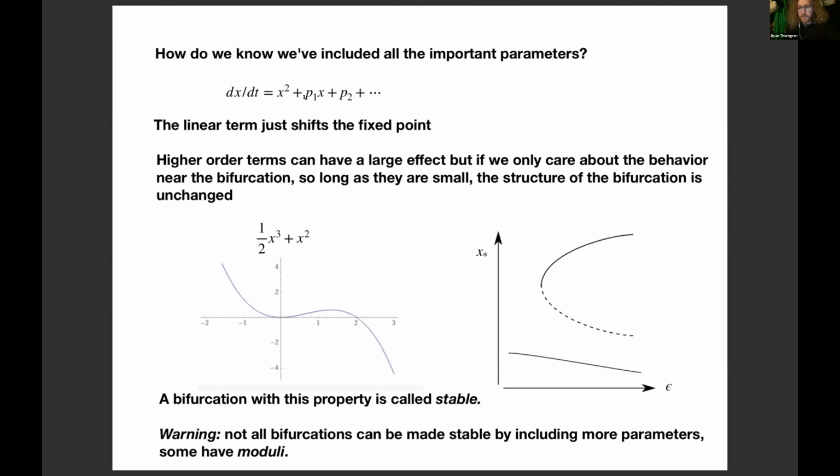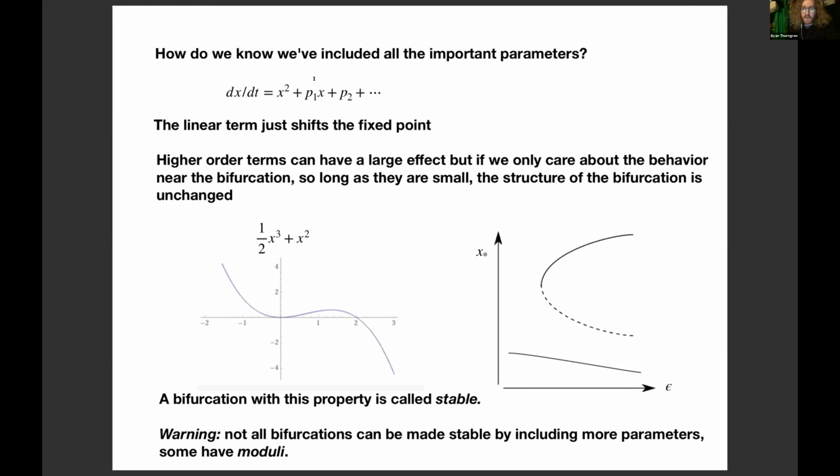But let's say we add some other terms. For instance, if we add a linear term, well, it does do something. It just doesn't do very much. In effect, it just moves the fixed points around. The reason is that if you redefine x by a constant, that shifts both the linear term and the constant term. So by moving your origin in x, you can eliminate one of these terms. We typically eliminate the linear term because the constant term is simpler.